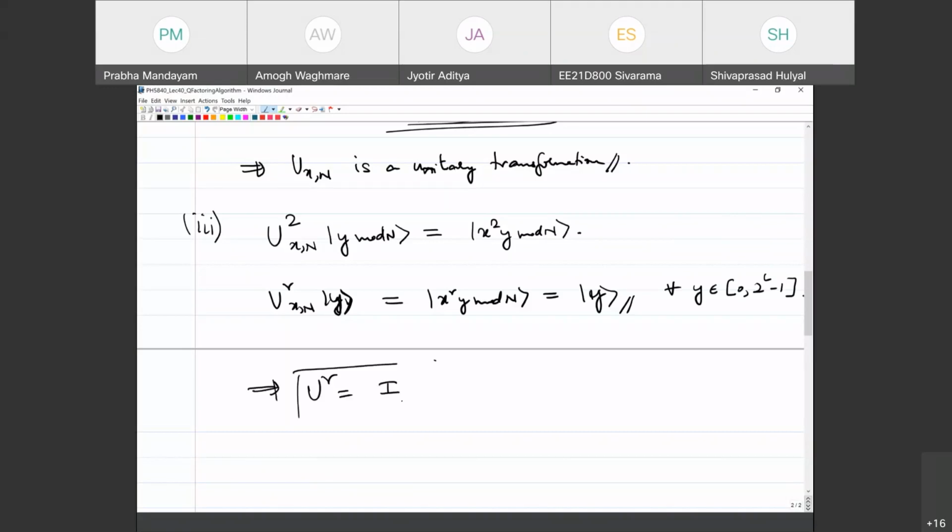So this is how the order comes into play here, that if r is the order of x with respect to capital N, then the corresponding unitary has some power which is identity, and specifically the rth power of this unitary is identity. So now what can you say about the eigenvalues of this unitary? So the eigenvalues of U, what can you say about the eigenvalues of U?